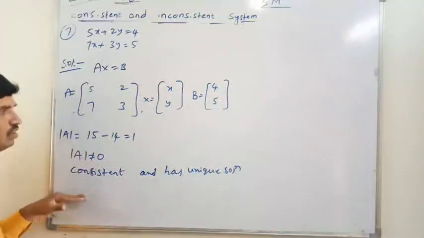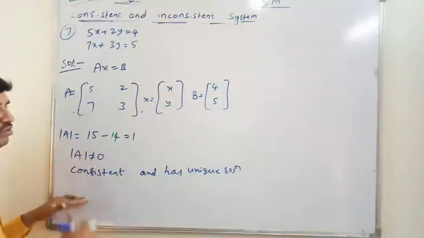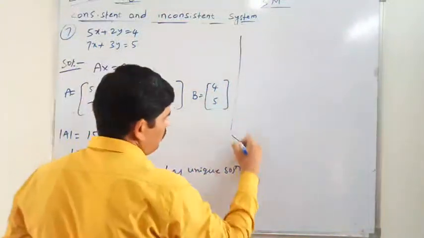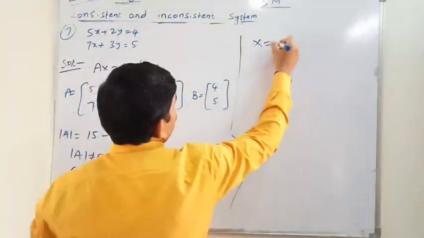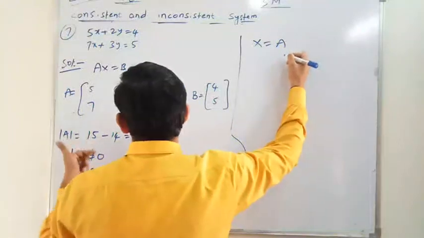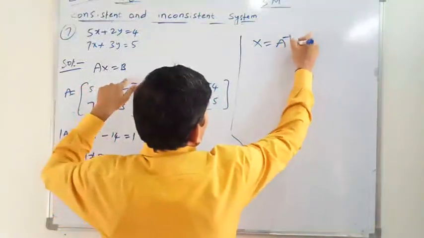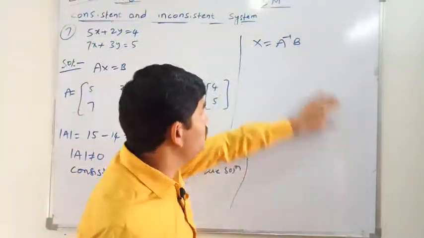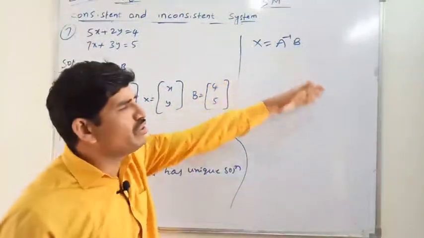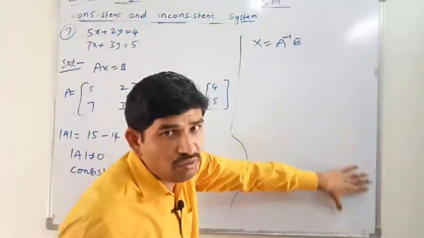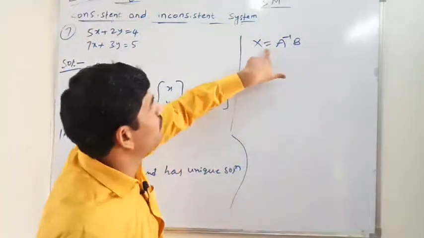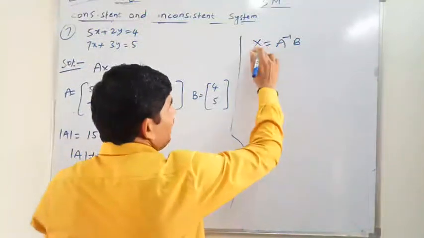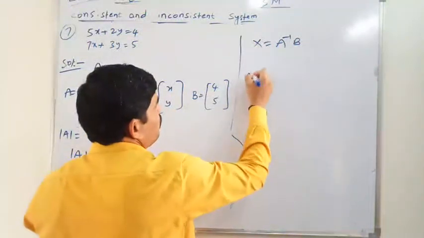After writing this, what do we start again? For AX = B, I will write X = A inverse into B. Just now I gave the rough notes about this, so no need to write the rough work. Directly you have to write X = A inverse into B. To get the x and y values, first we have to find A inverse.